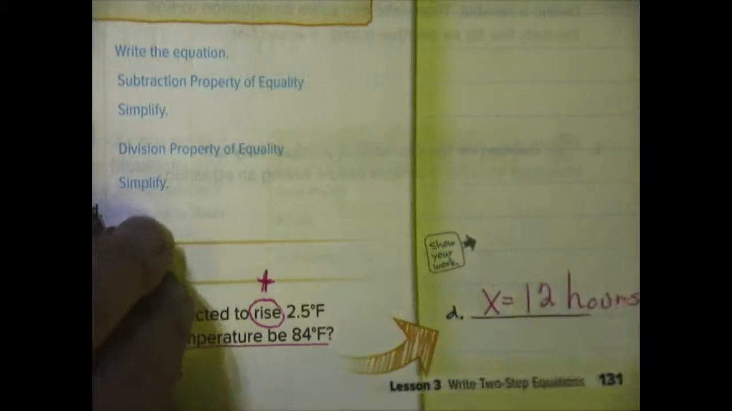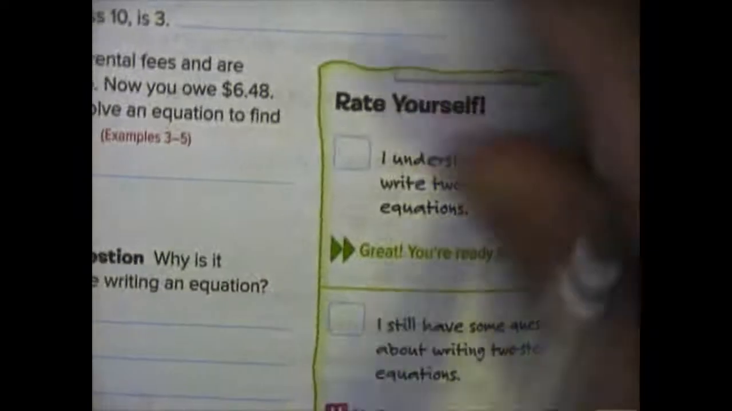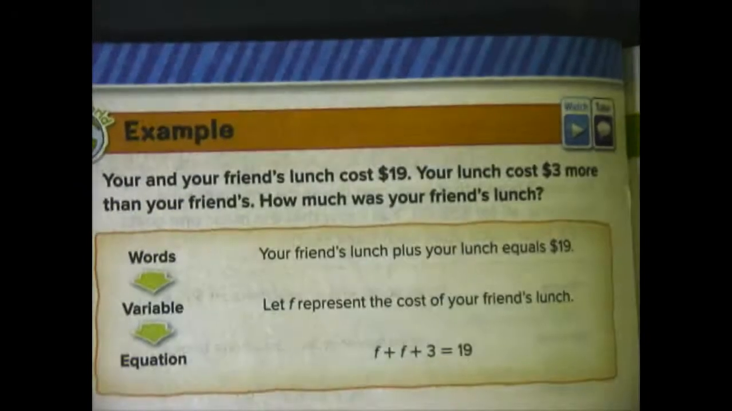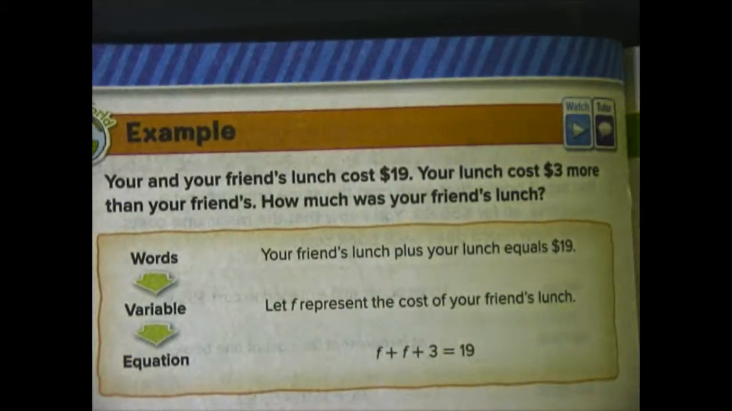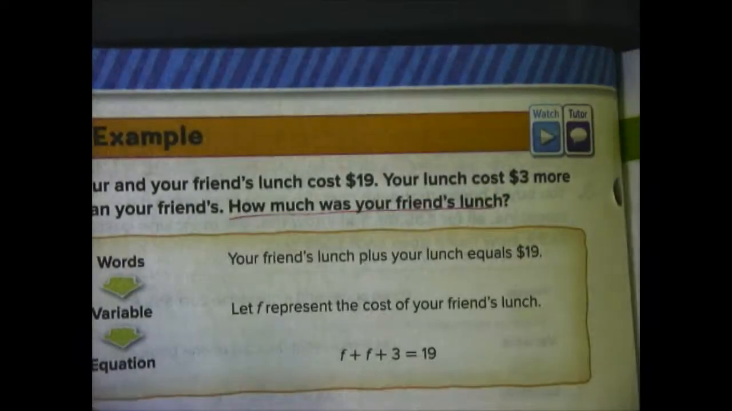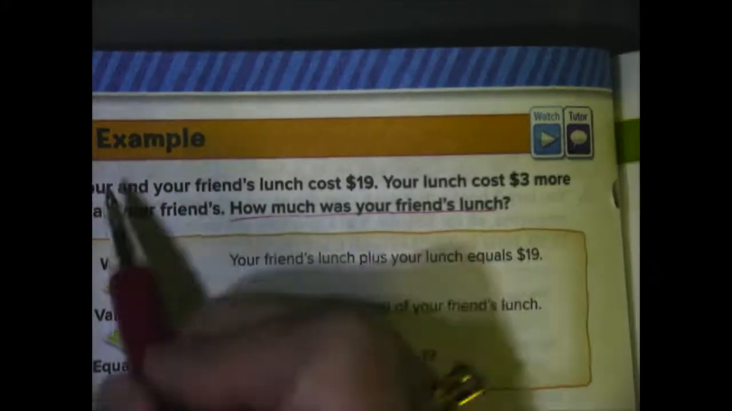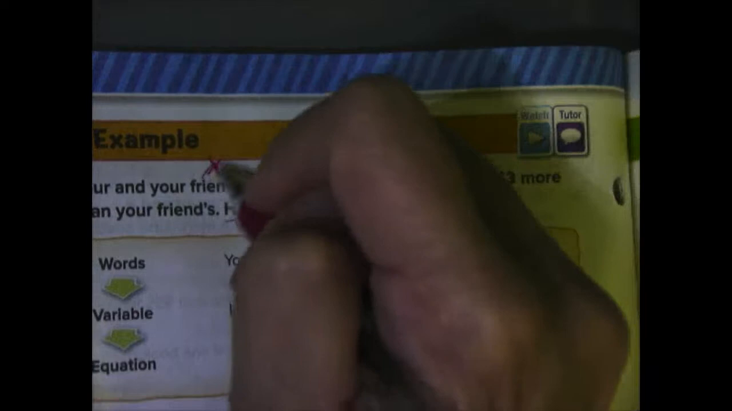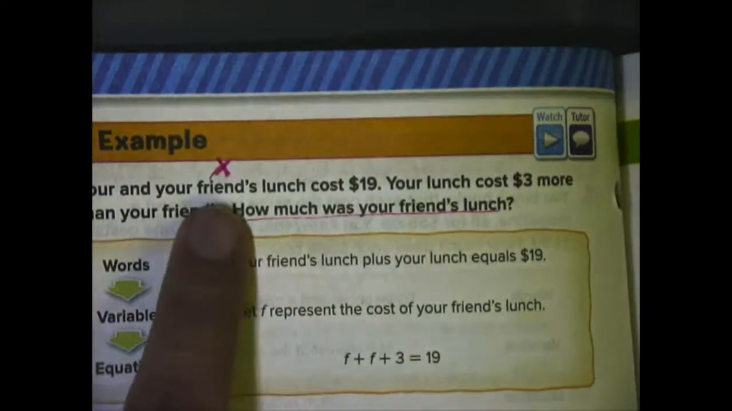Okay, let's go ahead and turn to page 132. Page 132 once again shows us a problem that we'll go through. It says your and your friend's lunch cost $19. Your lunch cost $3 more than your friend's. How much was your friend's lunch? So the thing that we need to know is how much was your friend's lunch. What we don't know is how much your friend's lunch costs. So we're going to define our variable. They may define it differently. We're going to define it as x.